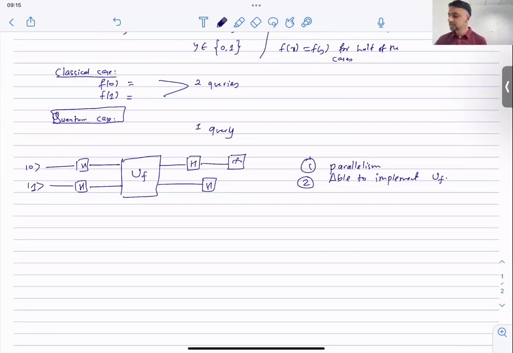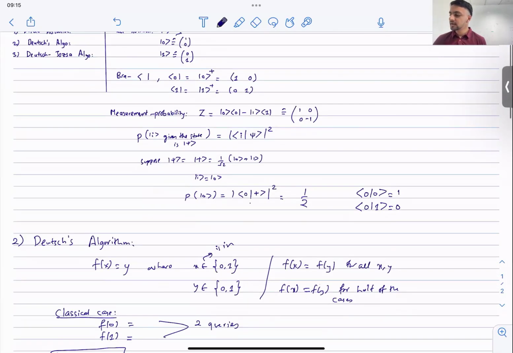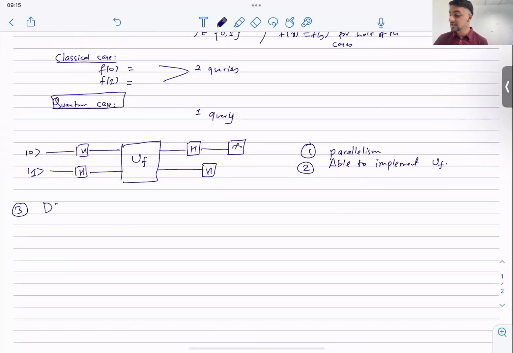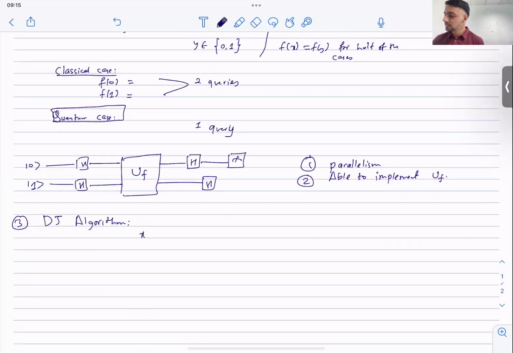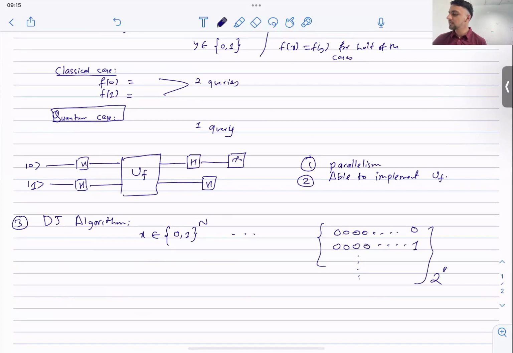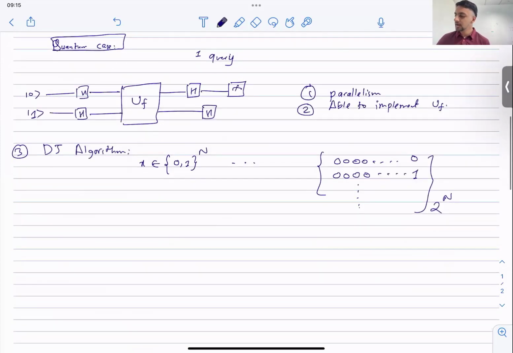And this was generalized to the second algorithm, the Deutsch-Jozsa algorithm. So this was generalized to the n-bit case. Instead of having just two values, 0 and 1, now you can have bit strings in {0,1}^n. This means I can have values like 0, 0, 0, 0, 0, 0, and then 0, 0, 0, 0, 1, and so on and so forth. So you'll have 2^n different inputs, if you want to check if your function is constant or balanced.